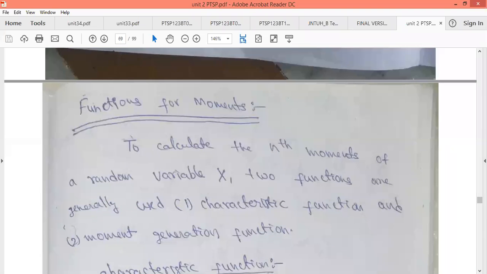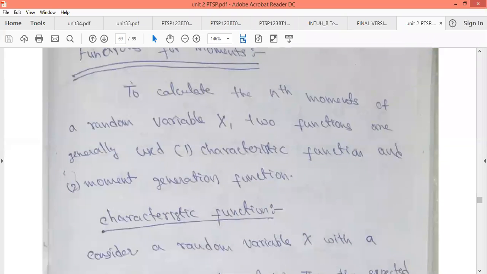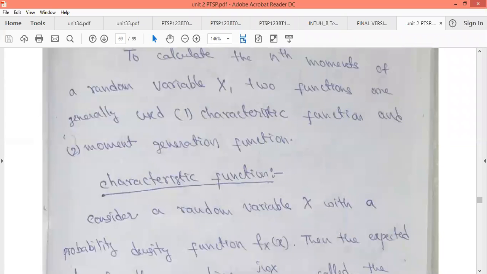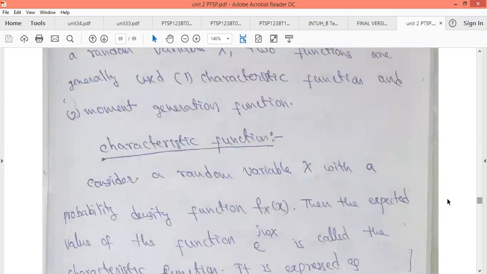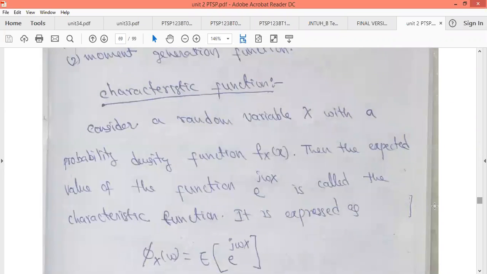Now we'll discuss the functions for moments. To calculate the nth moment of a random variable X, we have two functions that we can use to find the nth moment. They are the characteristic function and the moment generating function. So the characteristic function we'll be discussing here.